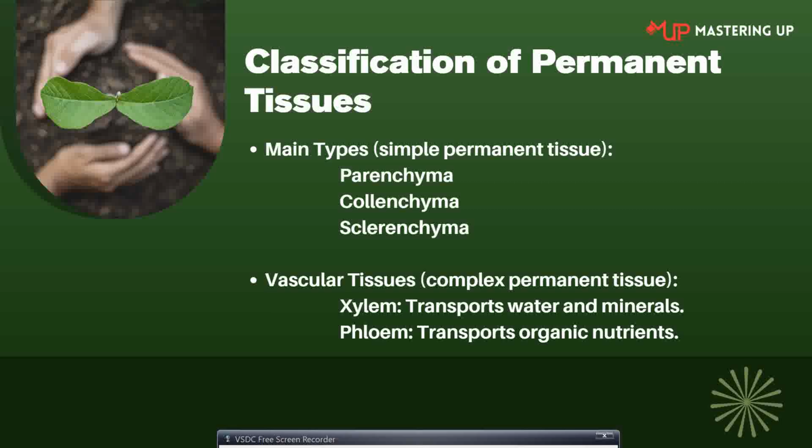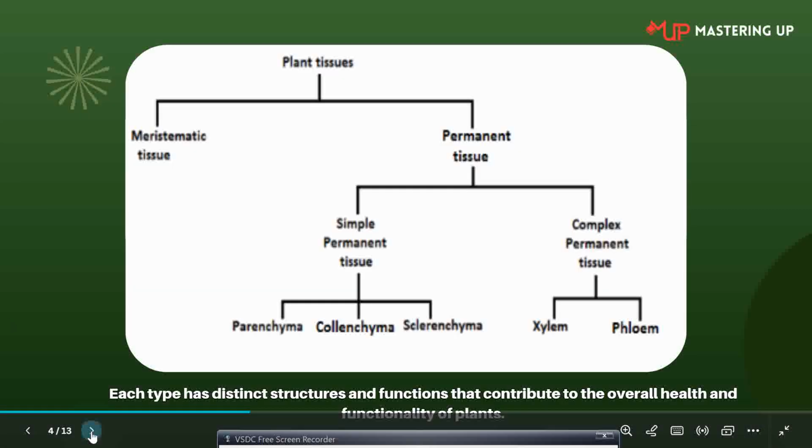Here the permanent plant tissue is classified into two types. Before that, let's just look at this table. Look at this division. Plant tissues are of two types: meristematic tissue and permanent tissue. This we already discussed in the previous class, but let's look into this again. Meristematic tissue helps during the growth phase, for the growth of the plant.